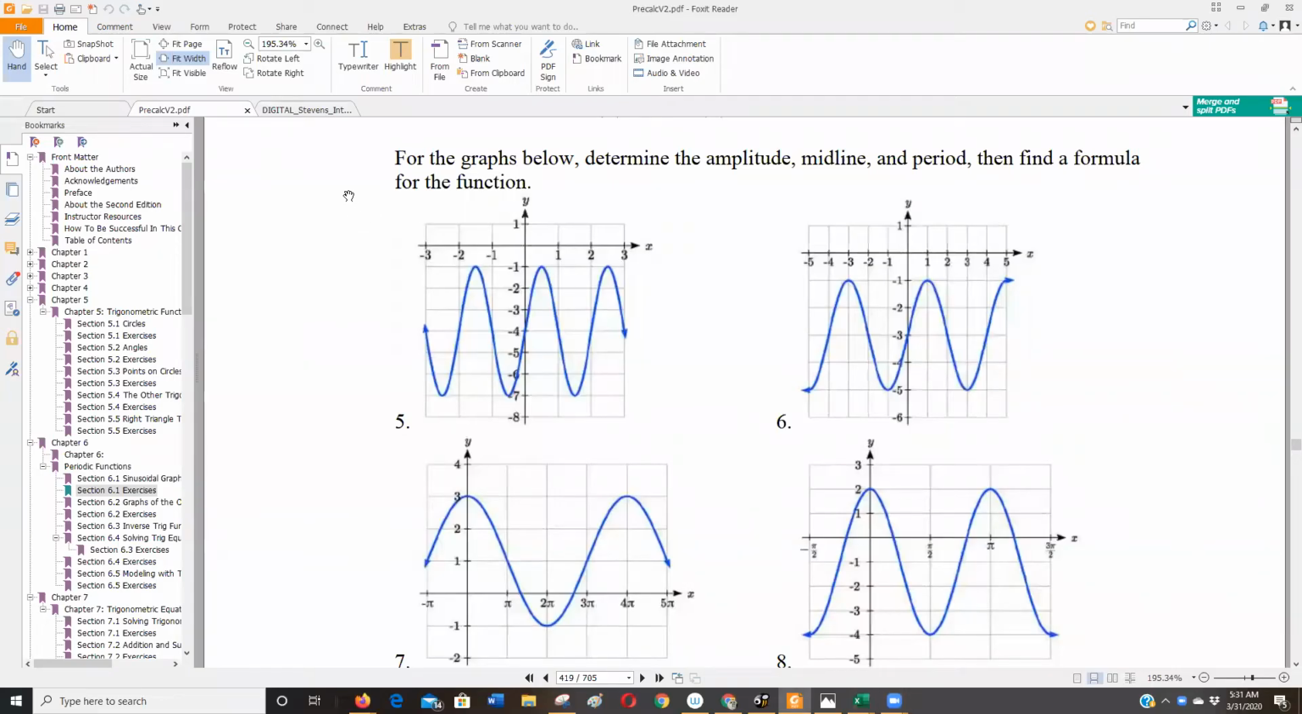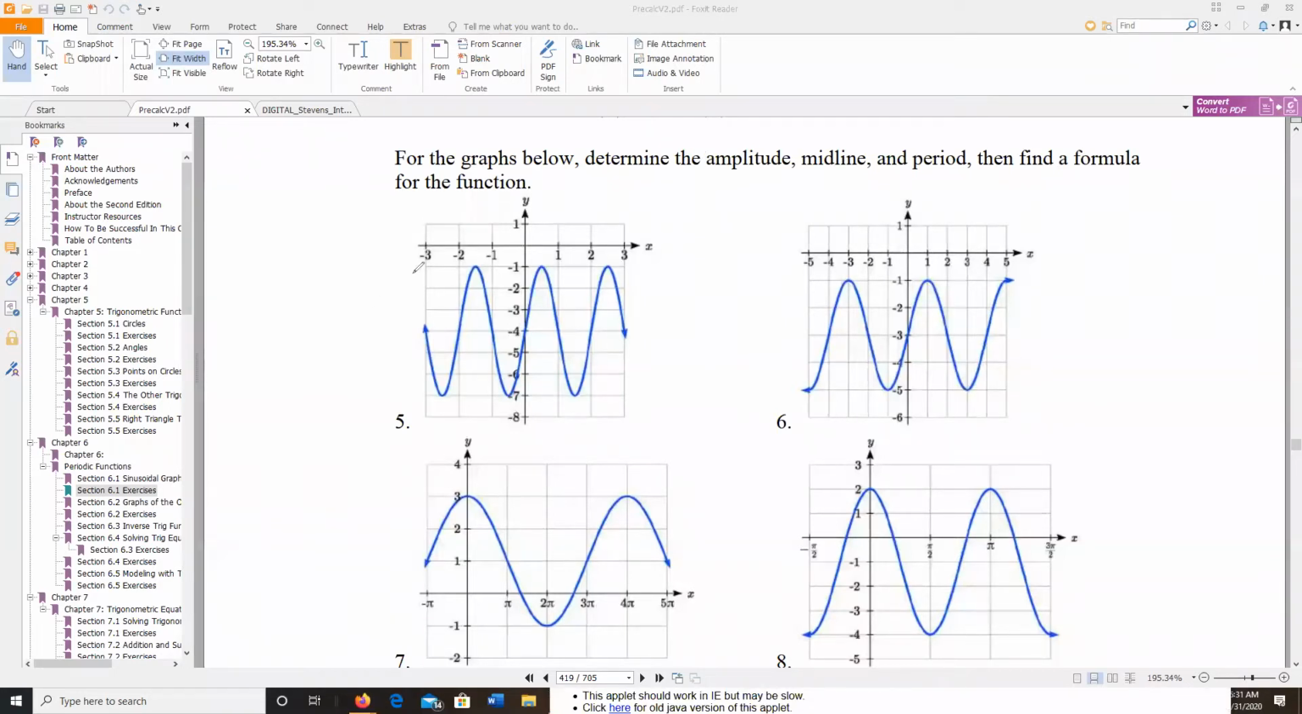Okay, so how do we write functions, equations to represent these sinusoidal graphs? So let's look at number 5 here. I'll save the evens for you folks to do. But let's see here. Let me get a board going here, and let me change my ink to black.